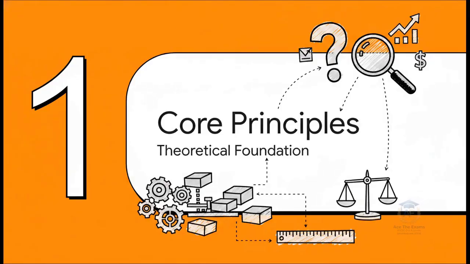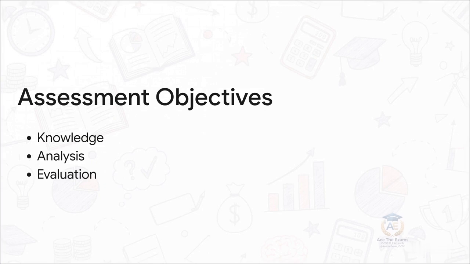Section 1. Core Principles, the Theoretical Foundation. We need to shift our focus right now to the underlying architecture of the exam questions. Before you can execute a single calculation, you absolutely must understand what the examiner is trying to measure. Every question targets these distinct cognitive domains: knowledge and understanding, analysis, and evaluation. These are your AO1, AO2, and AO3.